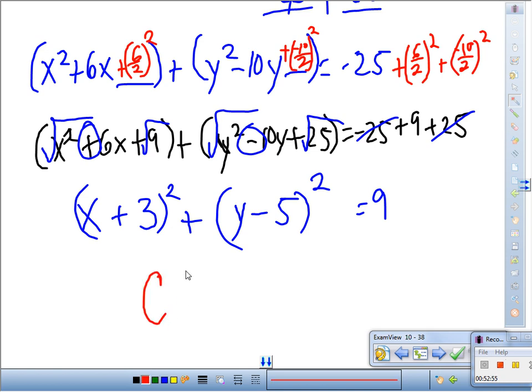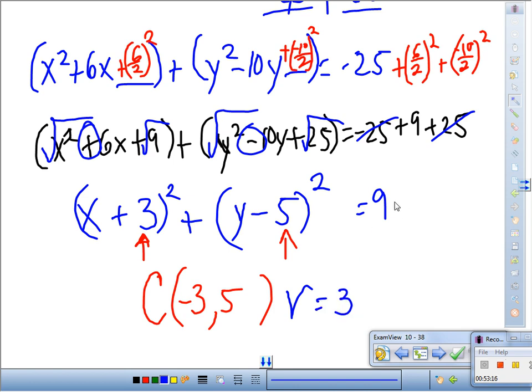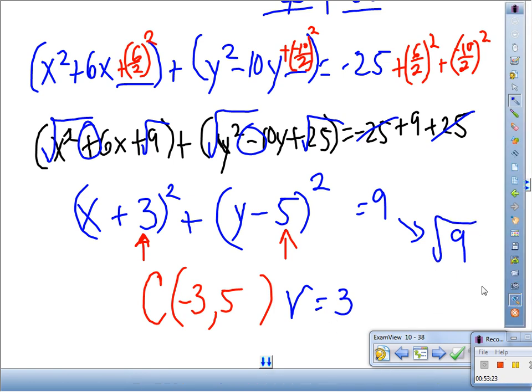Center. What is h, everyone? Negative 3, that is correct. And what is k? 5. All right, we need a radius. Our radius, we take the constant and square root that. And what is square root of 9? 3. So basically we take this, take the square roots, and that's how we find our radius. So we have that. All right, let's graph.